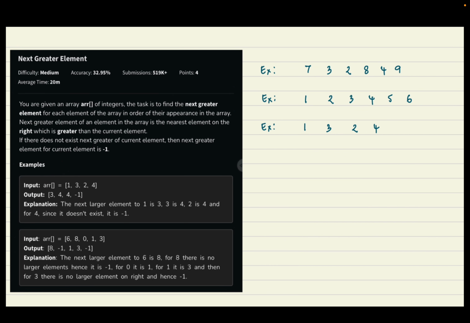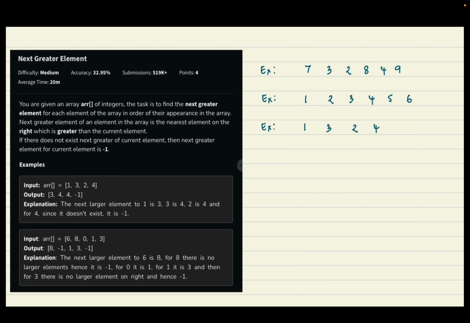The brute force approach will be, straight away, for each element iterate over the rest of the elements, and the moment you encounter an element which is greater than the current element, that will be my potential answer. For 1, 3 is greater, which is nearest and the greatest. Again for 3, 4 is the answer. For 2, again 4 is the answer, and so on and so forth.